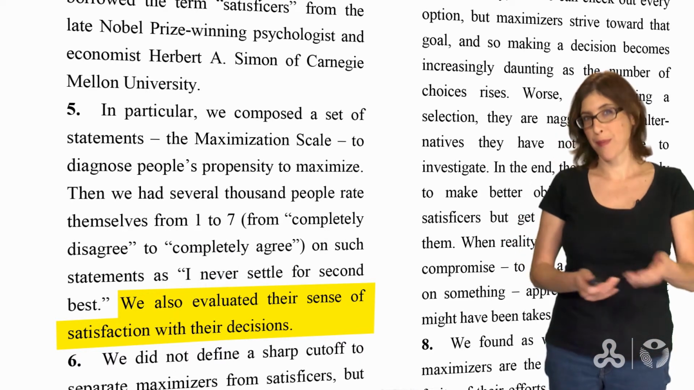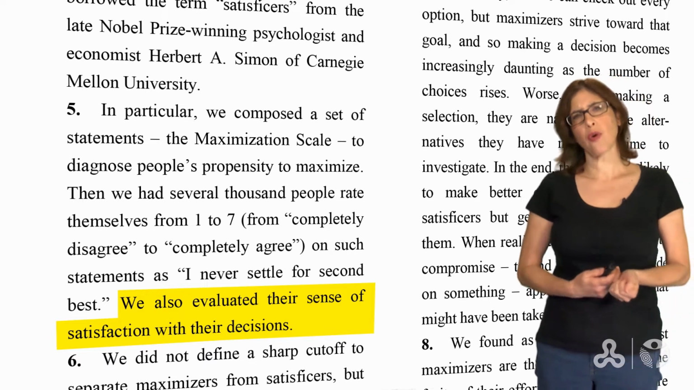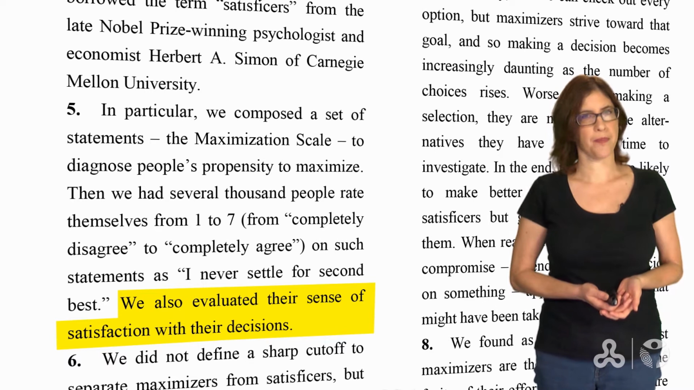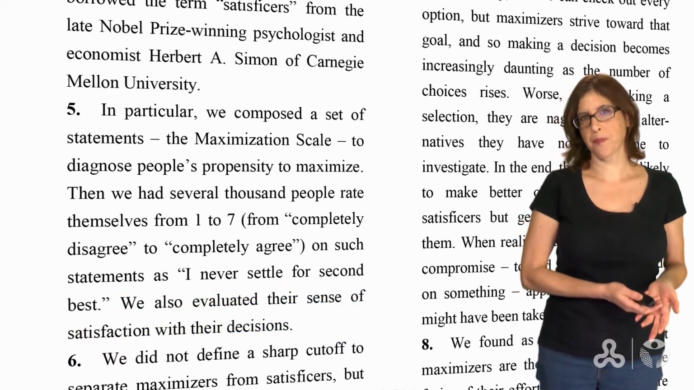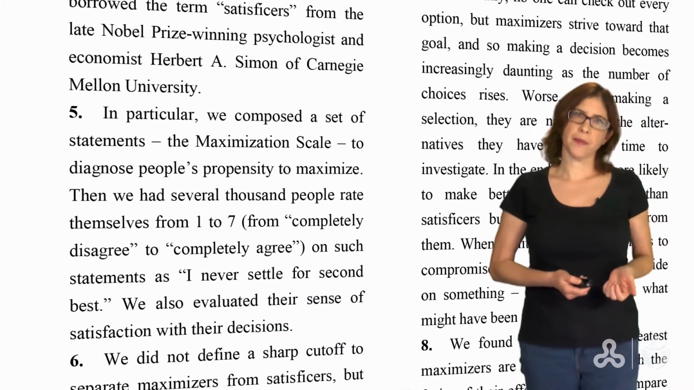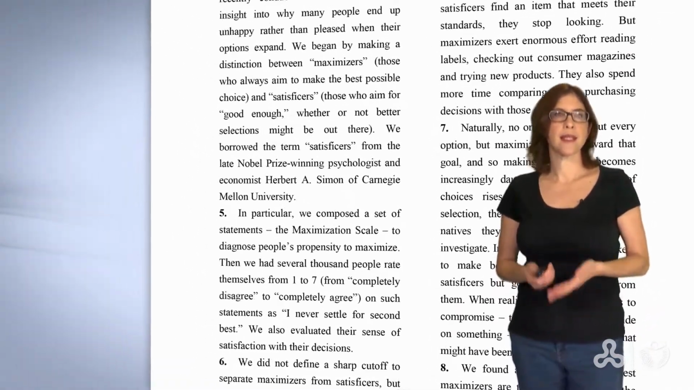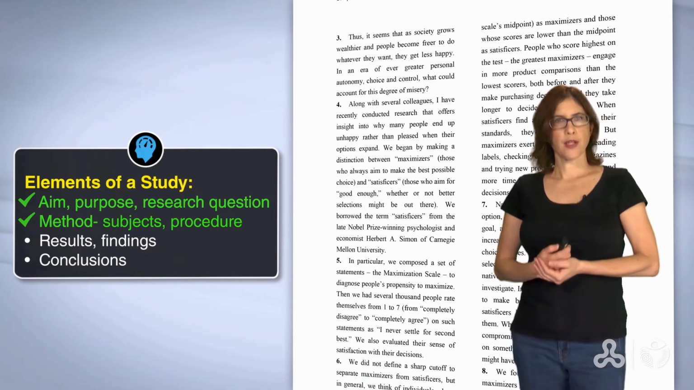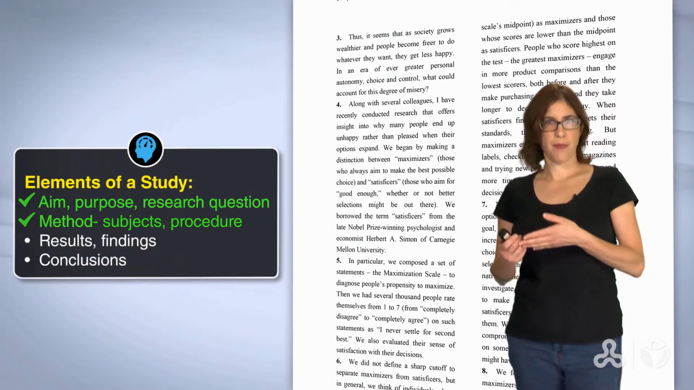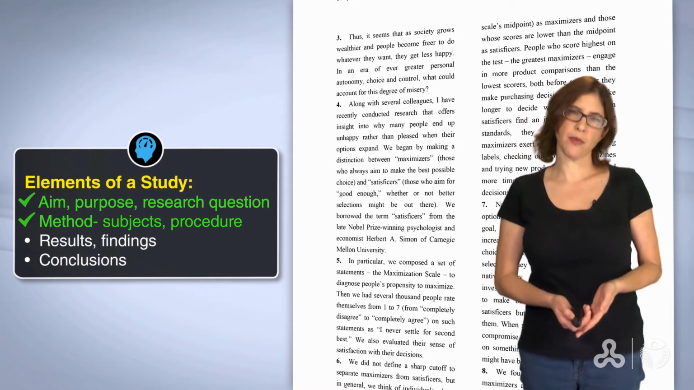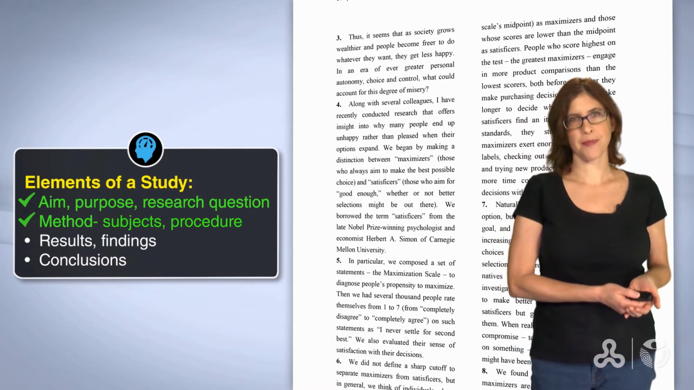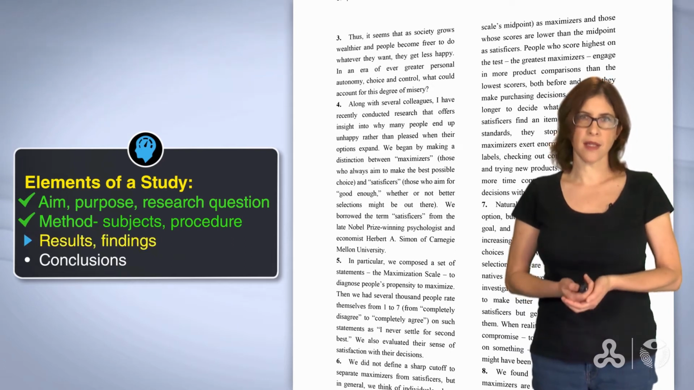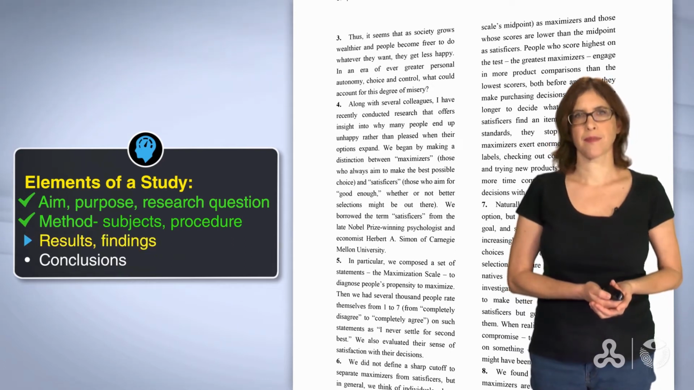בנוסף, החוקרים, המחבר והקולגות שלו, העריכו או בחנו את תחושת שביעות הרצון שלהם לגבי ההחלטות שלהם. As part of the procedure, כחלק מהליך המחקר. This includes the subjects too, several thousand people. So, what do we have? We have the method, which describes the subjects, and the procedure. So now we can go to the next element, results and findings.